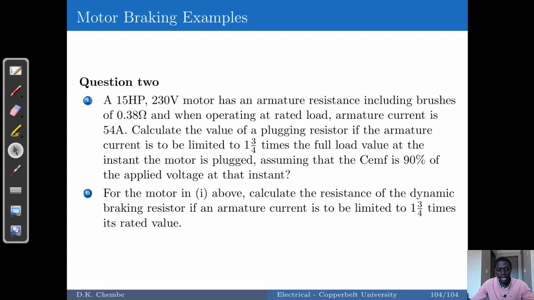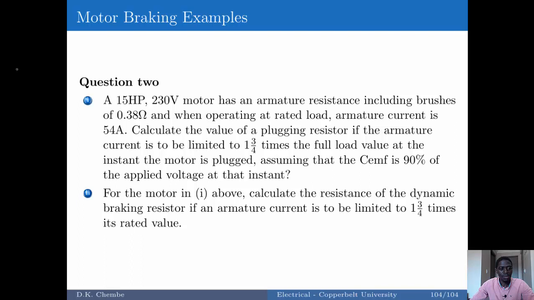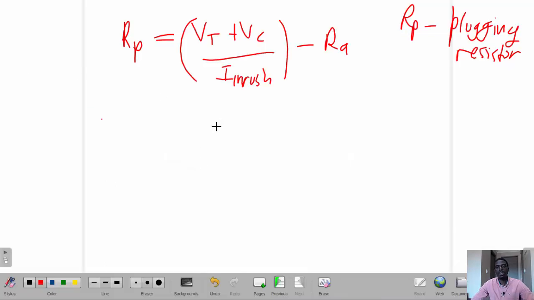Then this is for my students: the second section is for the motor in 1, which is what I've just read above. Calculate the resistance of the dynamic braking resistor if the armature current is to be limited to 1 3/4 times its rated value. So I'll expect you to solve the second part of the question, but let's look at how we solve the first part. Okay, so we're looking for the plug-in resistor in this case.